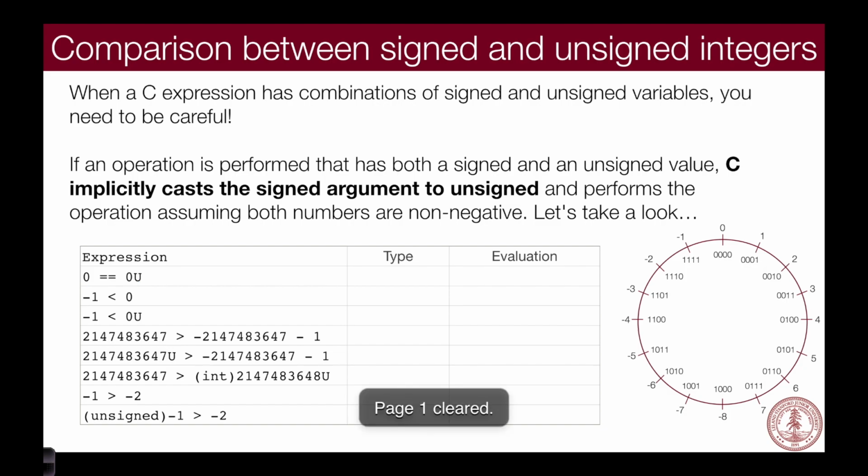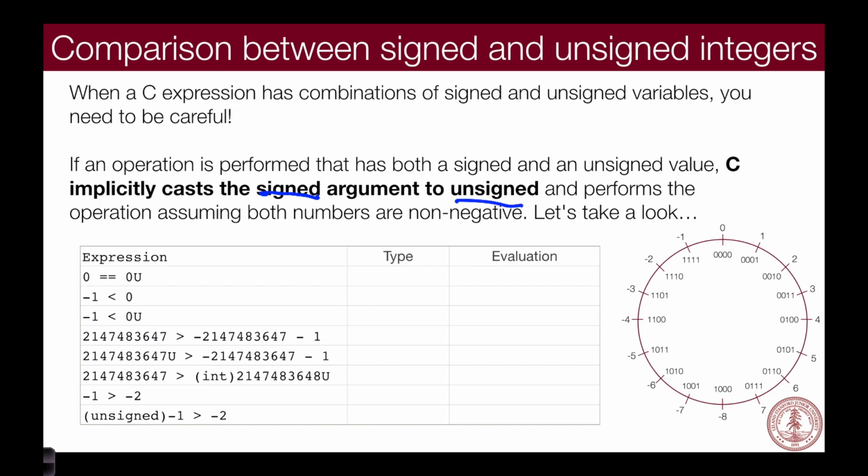Okay, so let's actually look at this. Here's how comparisons between signed and unsigned numbers go. First of all, you probably shouldn't do this unless you know what you're doing. If you're going to compare signed to unsigned numbers, you have to understand what we're about to talk about. If you always compare signed to signed and unsigned to unsigned, then you'll get answers that make sense because they'll just be the comparisons you normally think of. But if you do comparisons between signed and unsigned, here's how it works. C implicitly casts the signed one to unsigned.